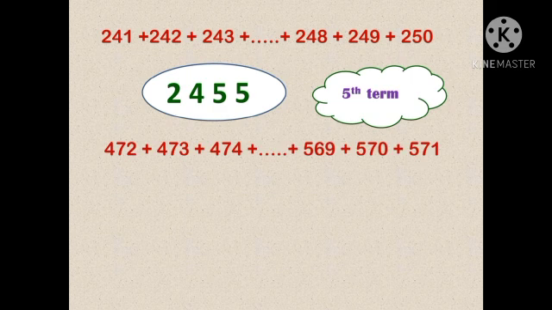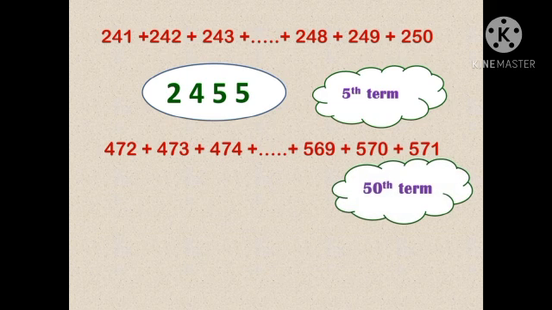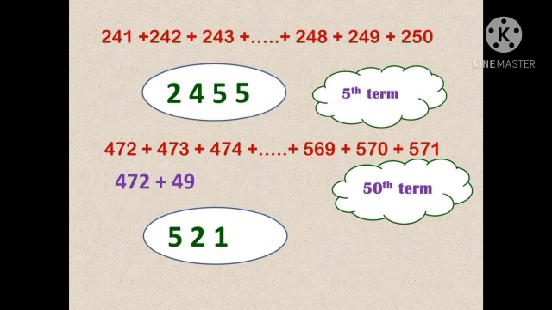Next, let us solve another problem. The question is 472 plus 473 up to 571. Here we have 100 consecutive numbers. We are going to add them. If we want to apply the trick, we are supposed to find the 50th term in the series. In order to find the 50th term, we are supposed to add 49 to the first term. If we add 472 with 49, we will get 521. Then insert another 50 at the end. So the final answer would be 52,150.